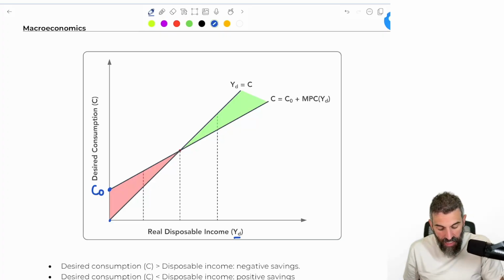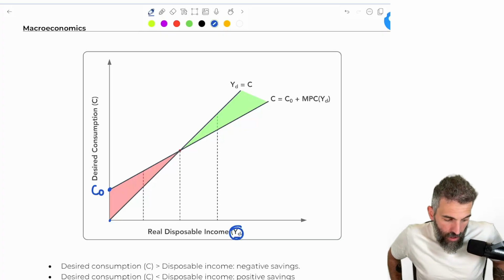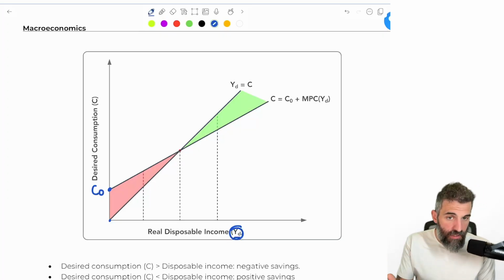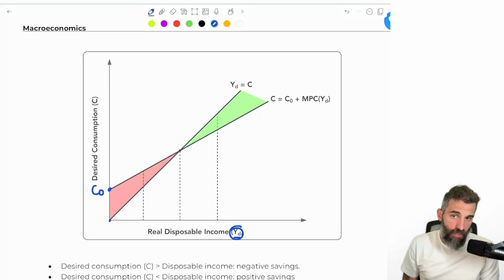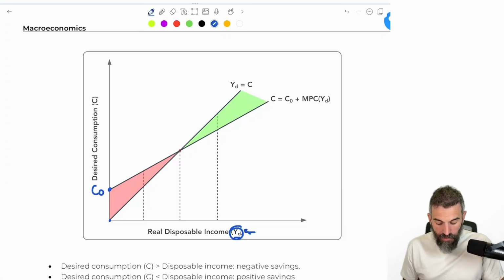Remember what I said? Even if your disposable income were zero, you still have to spend some money. You still have to eat. You still have to live somewhere. And so even with zero income, you're spending some money. And then as your income starts to rise, your consumption starts to rise because you have your induced consumption that's starting to kick in, which is this portion here.